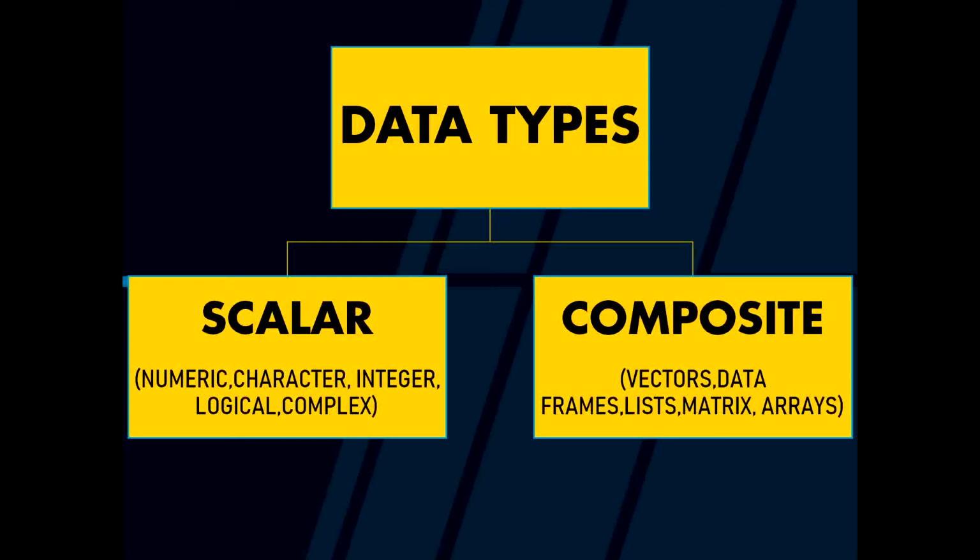So in this session we are going to talk about data types in R. Data types in any programming language are of two types: scalar and composite. Under the scalar, the different data types can be numeric, character, integer, logical, and complex. We will come to what these actually are in a short while. The composite data types include vectors, data frames, lists, matrices, arrays, and all. In this video we are going to be talking about the scalar data types.